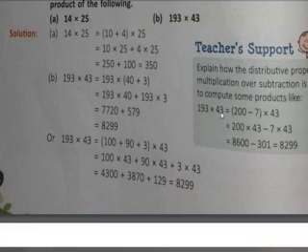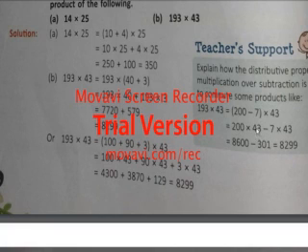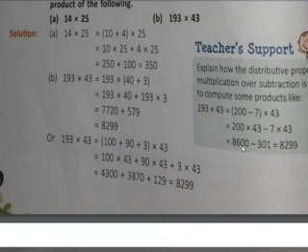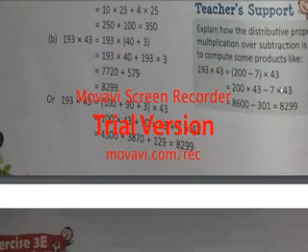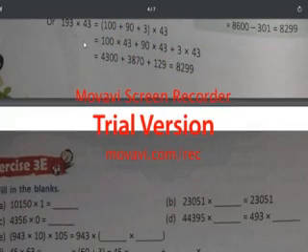As you can see, 193 into 43 becomes 200 minus 7, into 43. So 200 into 43 minus 7 into 43. 2 times 4 is 8 and 2 times 3 is 6, so 8600. And with 7: 7 threes are 21, carry 2, 7 fours are 28 and 2, 30, so 301. So what will happen? 8600 minus 301 becomes 8299. Both the results are the same. So the distributive property over addition is there, and the distributive property over subtraction is also there. That's all you can see, or it has been shown over here like this also.